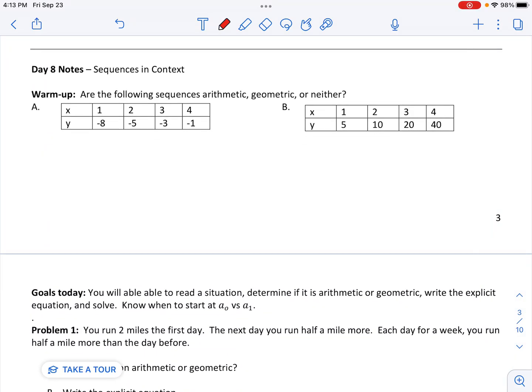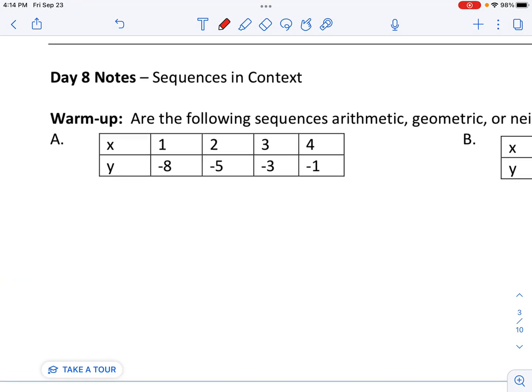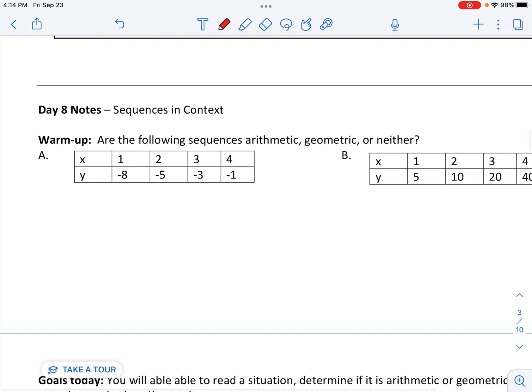Day 8, we'll take a look at these sequences that we've been studying, arithmetic and geometric, and look at them in context. So first we're going to start with the warm-up. Are the following sequences arithmetic, geometric, or neither?